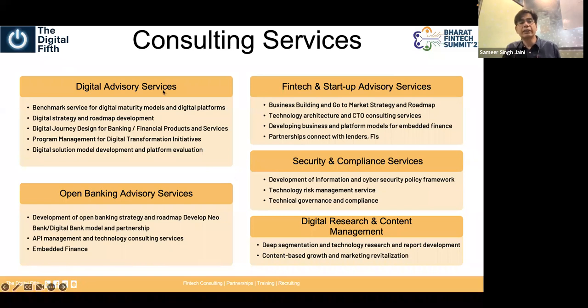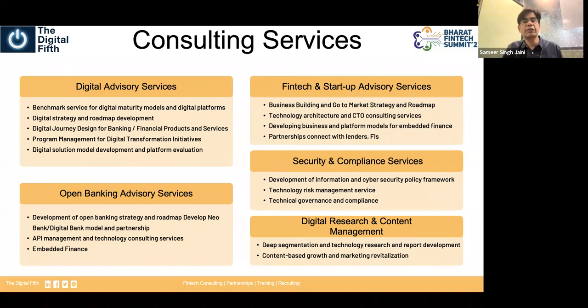Of course, this is largely valid for advisory services, valid on one side for banks. But let's say when a lot of early stage people come, then for them, from what is the business model, business to be done, what is the GTM, what are the products, what is the product build-up, what kind of partnerships they will do. All of that is what we bring to the table on the ground. And of course, we do a lot of work on open banking, security and research as well.